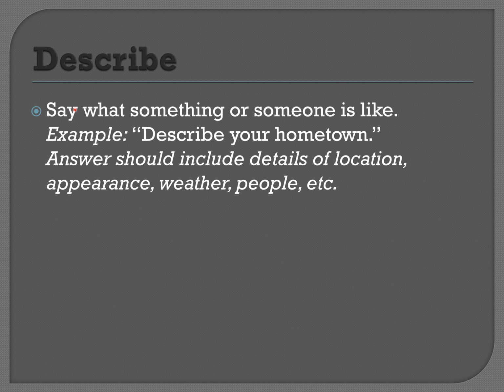So let's see what different command verbs mean. For example, the first is describe. Describe is used in our daily life and in a lot of situations. When the word describe is used, what does it mean? It means you have to say what something or someone is like. For example, describe your hometown. If someone tells you to describe your hometown, the answer should include details of location, appearance, weather, or people, etc.